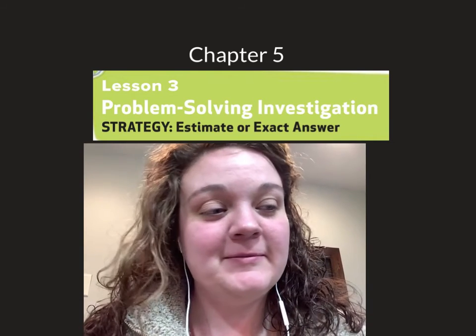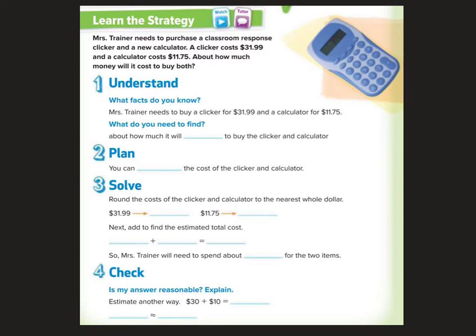Let's get started. All right, our first problem here says Mrs. Trainer needs to purchase a classroom response clicker and a new calculator. A clicker is $31.99. I thought I saw about. Oh, I did. Okay, $31.99. And a calculator costs $11.75. About, give that a big circle, about how much money will it cost to buy both?